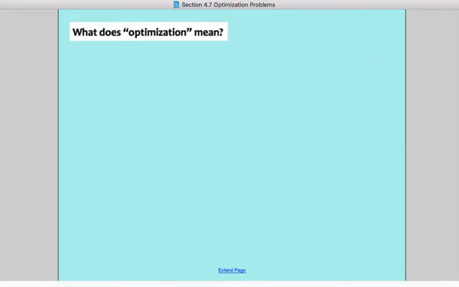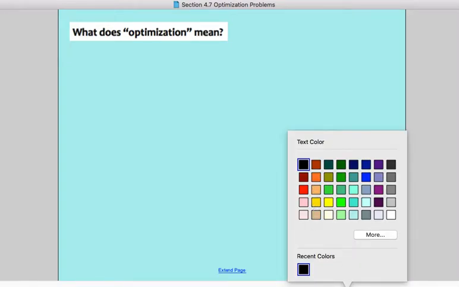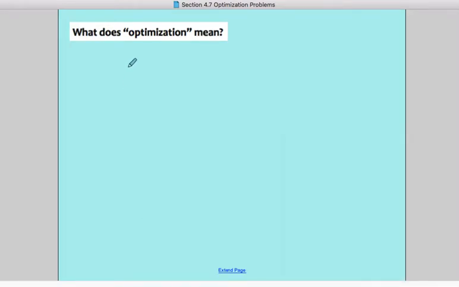Okay, so some things that you might think about when you think optimize. You might think best possible. Or you might think exact. Or even efficient, most efficient as possible.